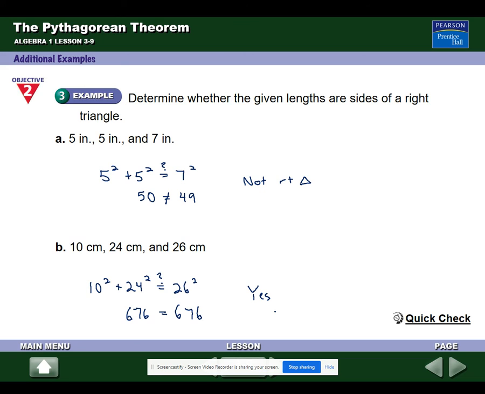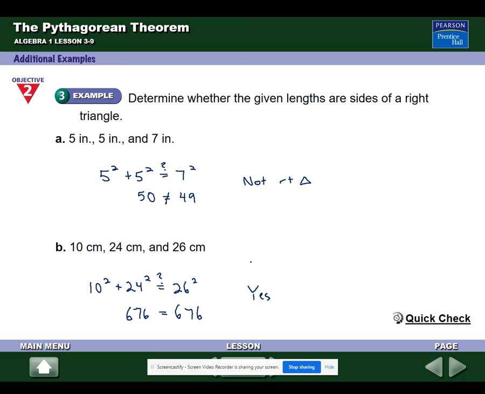Okay. Now, one other thing, and then we'll end the video. Should I test it 3 ways? Should I have tested 5 squared plus 7 squared to see if it's equal to 5 squared? Or maybe I can explain that better. Do I need to test 10 squared plus 26 squared to be equal to 24 squared? And then test 24 squared plus 26 squared to see if it's equal to 10 squared?